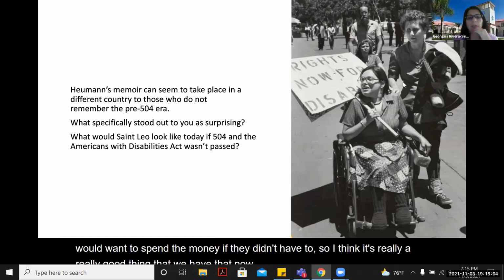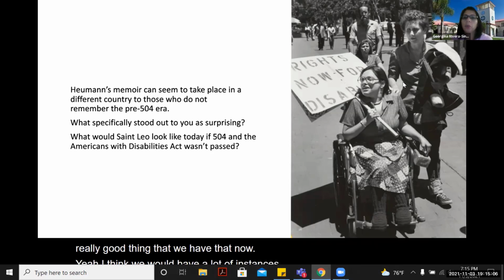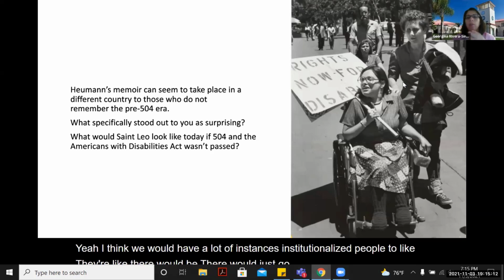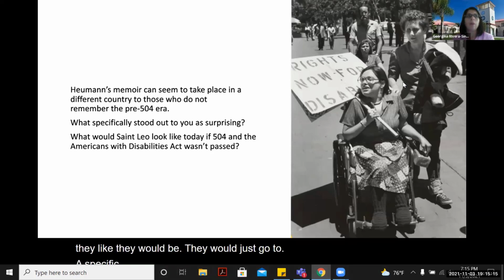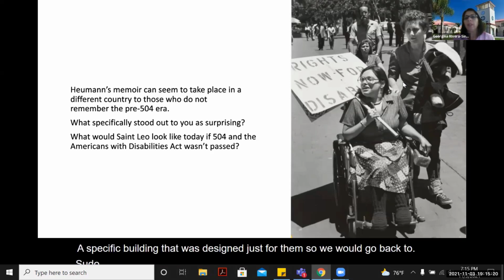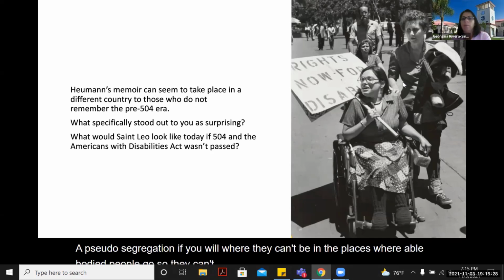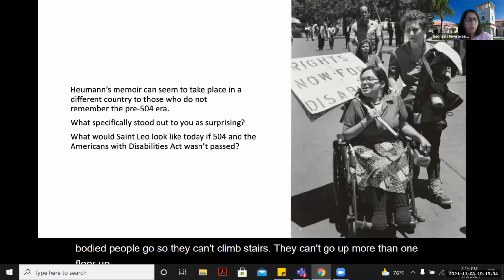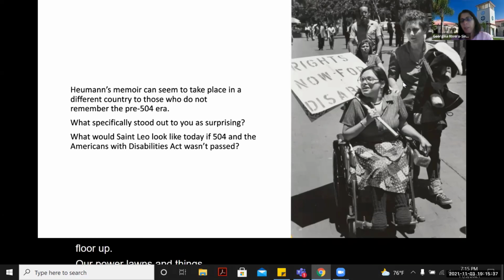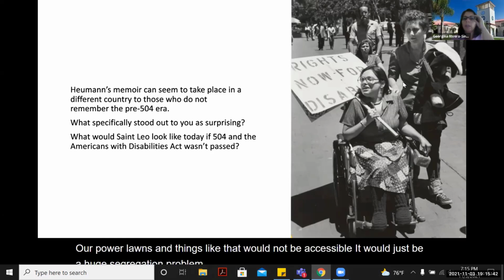I think we would have a lot of institutionalized people too. They would just go to a specific building that was designed just for them. So we would go back to a pseudo segregation, if you will, where they can't be in the places where able-bodied people go. They can't climb stairs, they can't go up more than one floor. Our lawns and things like that would not be accessible. It would just be a huge segregation problem again for people with disabilities.